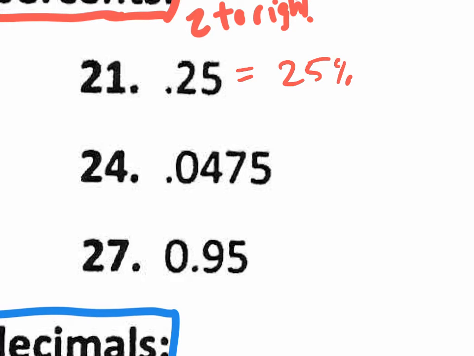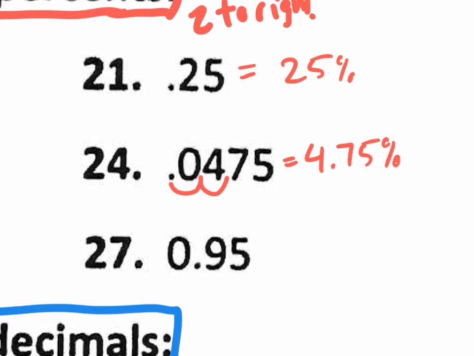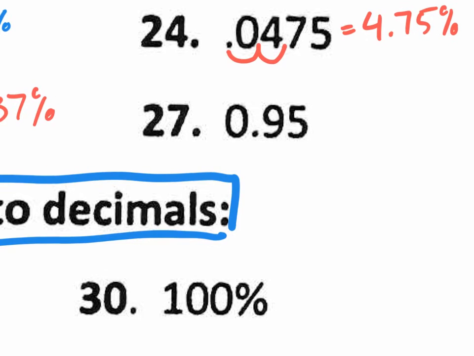How about number 24? 0.0475? How many spaces do I move it? 2 to the right? So here's my decimal. I'm going to go 1 space, 2 spaces. 4.75%. That reminds me of when I first bought my house, I ended up getting the interest rate on the house at 4.75%. You really do have decimals within percents in the real world. 27, what's that? 0.95. That's like saying 95 cents, it's almost $1. 0.95, it's almost 100%, which is 95%.